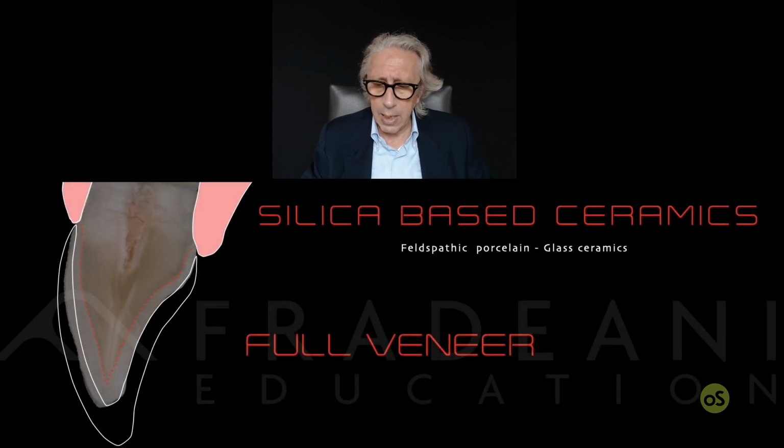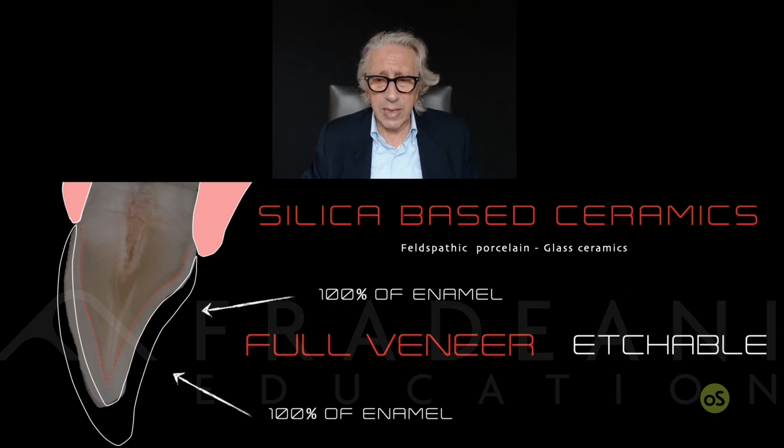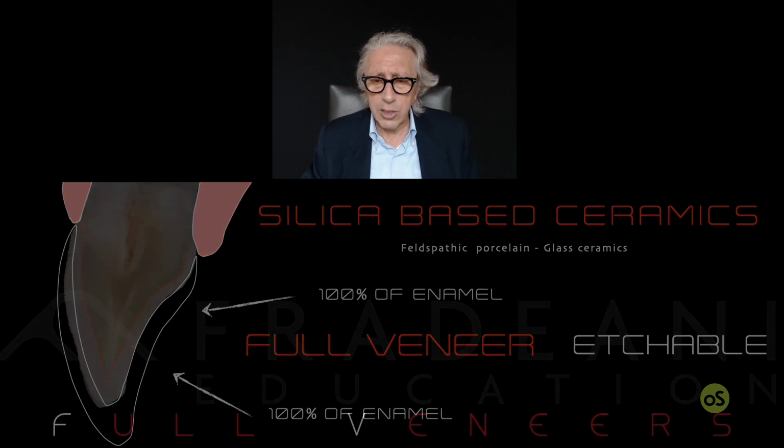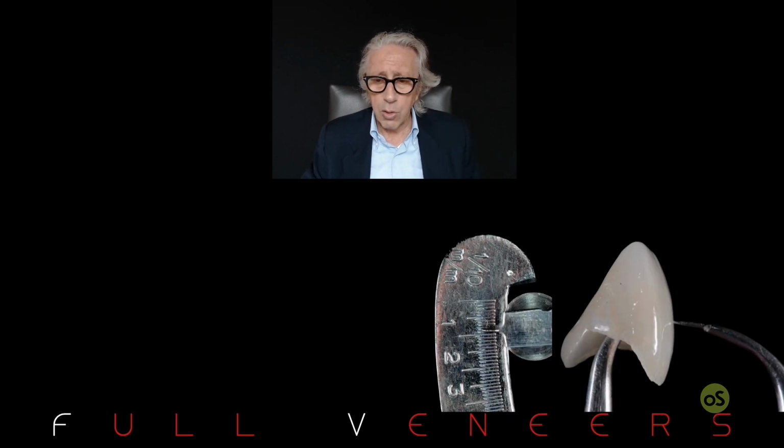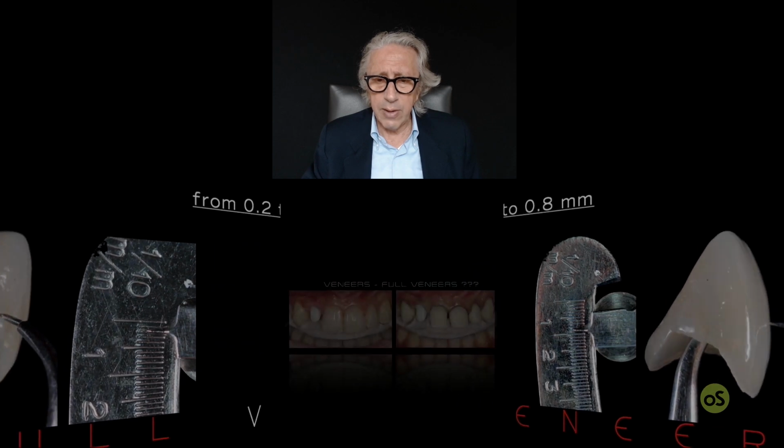It means that we have achieved this full veneer because we had the chance to have 100% of enamel and an etchable porcelain to position over. And of course, the selection of the silica-based material is absolutely a must because you can bond it. Being 100% or approximately 100% enamel, it will be a very, very strong final outcome. So if you look at this, you have from 0.8 to 0.2 interproximally, but being 100% enamel will not be any kind of risk, it will be very resistant.